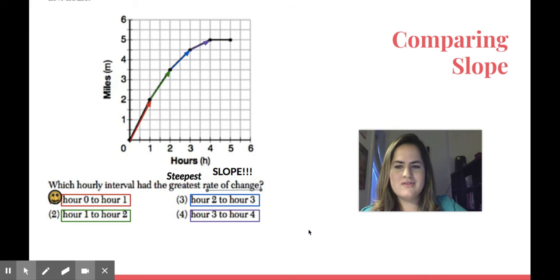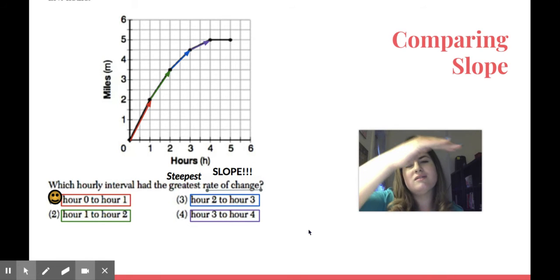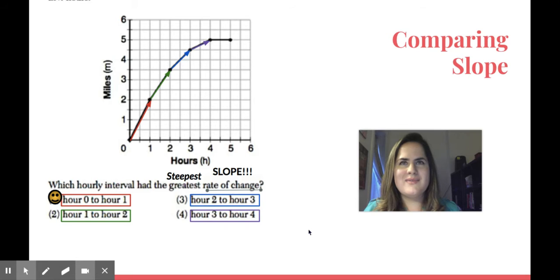If you guessed choice 1, you are correct. Steepest meaning the most up and down, the most vertical. It starts off real steep and then it gets flatter. Now that sounds silly, but every time this kind of question has been on the regions, it's always been choice 1. So if you see a question like this and you're not sure, just go with choice 1.